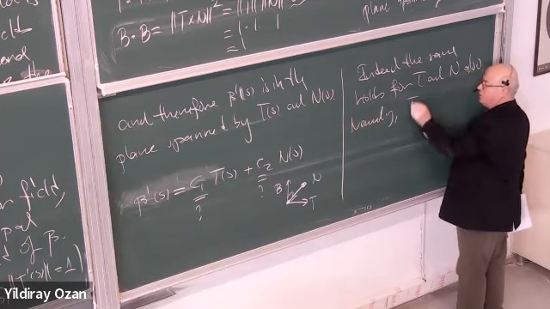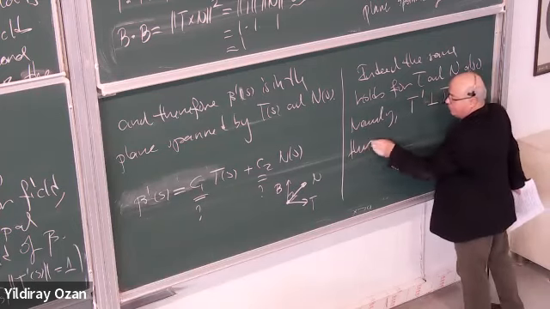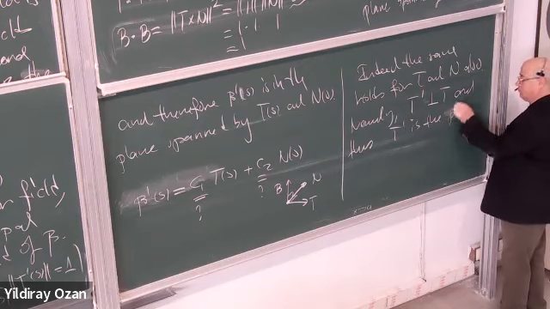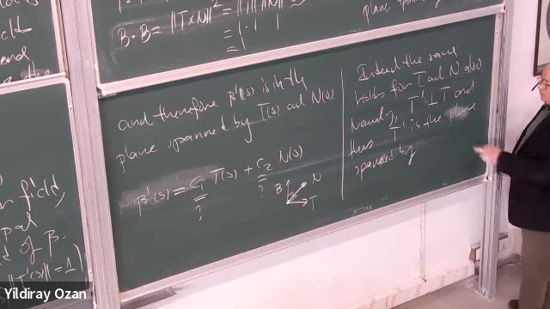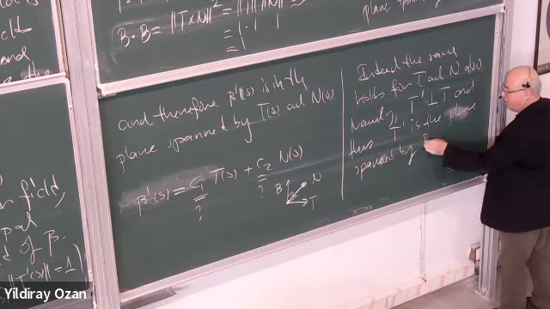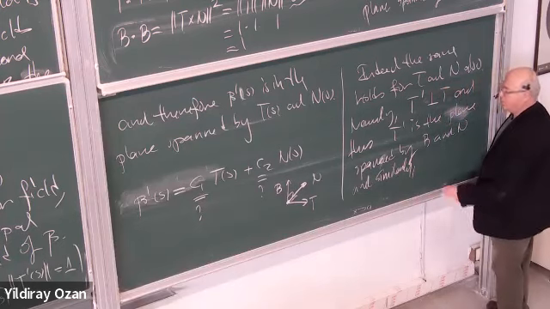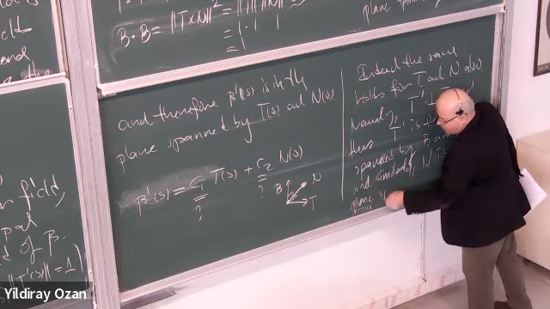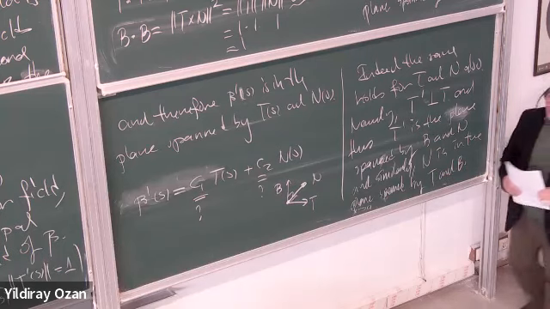Namely, T prime is perpendicular to T, and thus T prime is in the plane spanned by the remaining two. Right, T prime is perpendicular to T, therefore it is in the plane spanned by B and N, and similarly N prime is in the plane spanned by T and B, right?